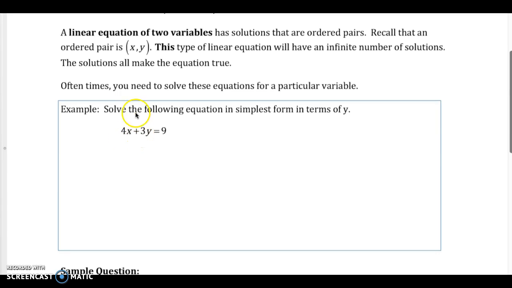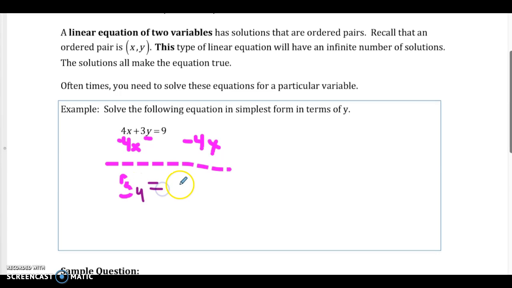It's not going to look like what you want it to, but it is still solving. So in this case, our whole task is to get that y by itself, okay? Y equals. So the first thing I'm going to do is subtract 4x from both sides, okay? So if we subtract 4x from both sides, what are we left with? Well, we are left with 3y equals negative 4x plus 9.